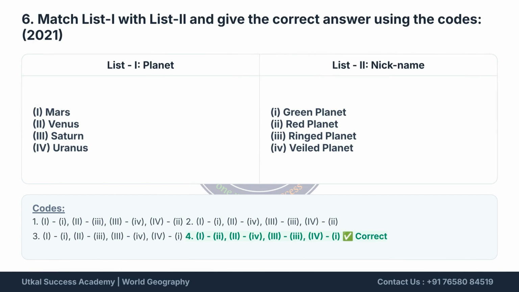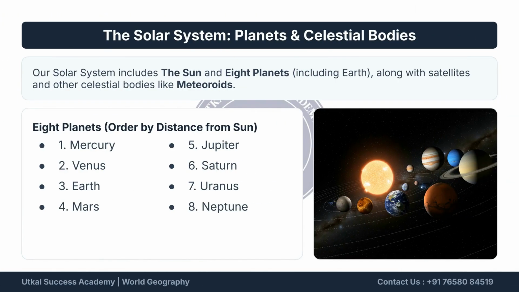The correct match is Mars as the red planet, Venus as the veiled planet, Saturn as the ringed planet, and Uranus as the green planet. Now moving to the solar system. It consists of the Sun at the center, along with 8 planets, their satellites, and other celestial bodies like asteroids and meteoroids. The planets are arranged in order of distance from the Sun as Mercury, Venus, Earth, Mars, Jupiter, Saturn, Uranus, and Neptune, each revolving around the Sun in its own orbit.